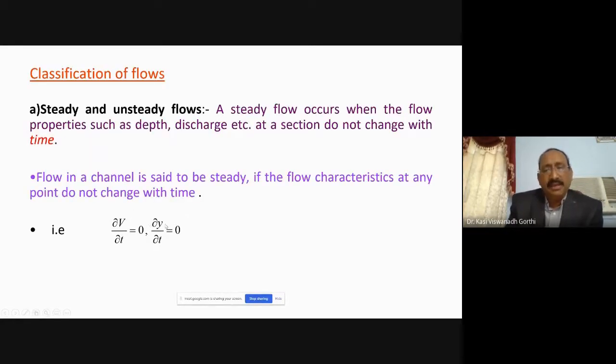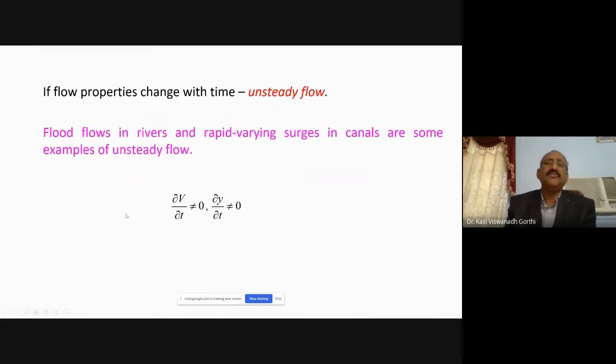Y, the depth of flow, and V, the velocity of flow, are the parameters which are constant at a given point with respect to time, and then it is called steady flow. If they are not constant and are varying, it is called unsteady flow.